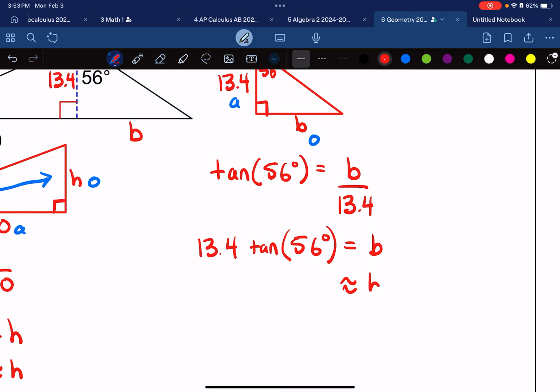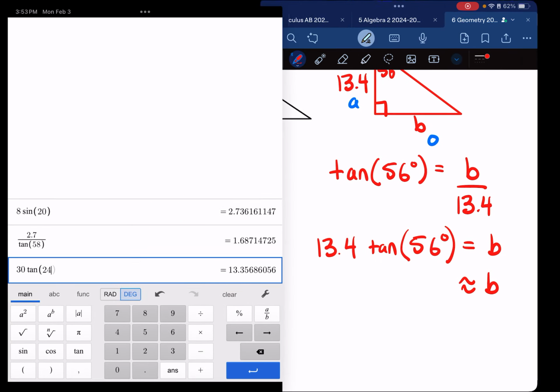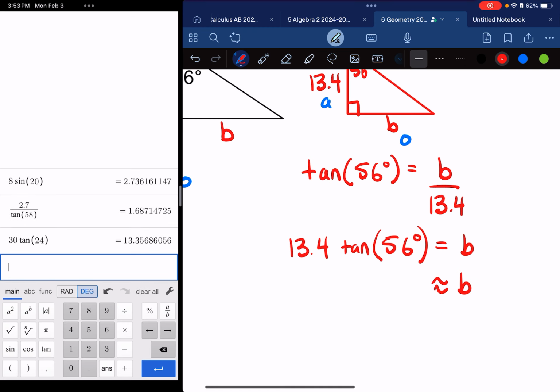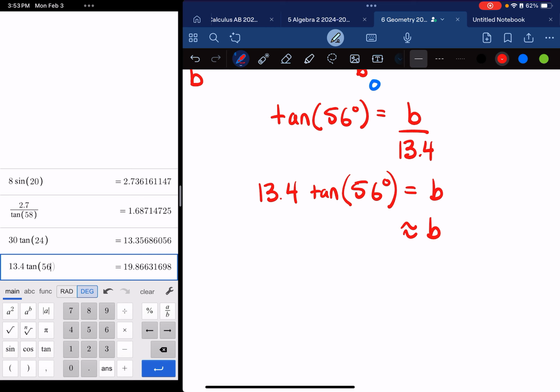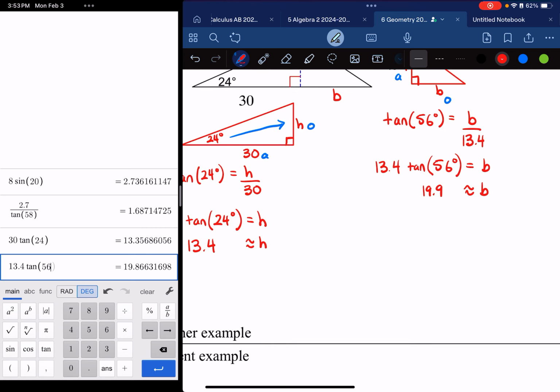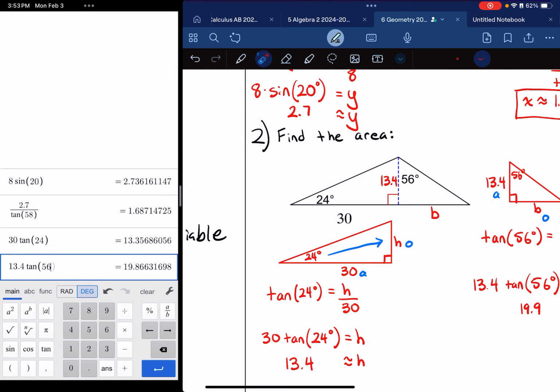So I'm going to approximate b to one decimal place, pull my calculator back up, and I'm going to type in 13.4 times tangent of 56 degrees, and that's going to be approximated as 19.9 when I round it to one decimal place. So from here, I'm going to leave my calculator because I know I'm about to use that. I need to solve this thing. I need to find the area of the triangle. Remember, I'm asked to find what is the area.